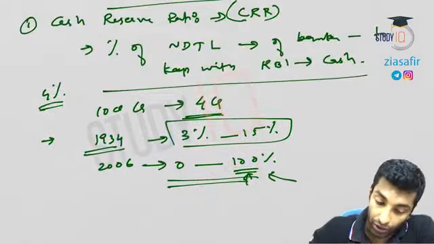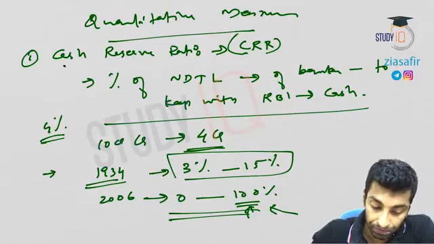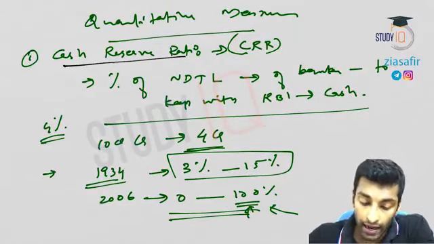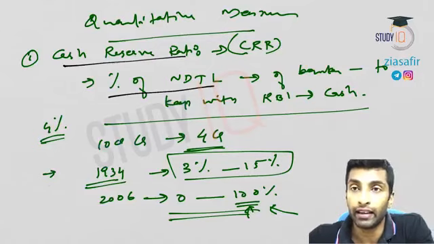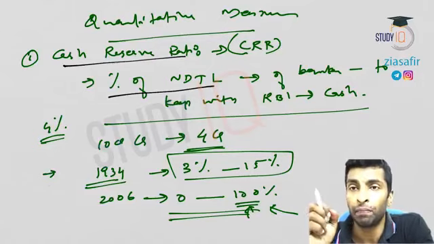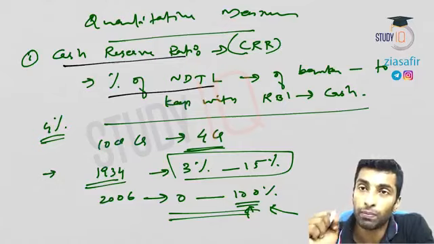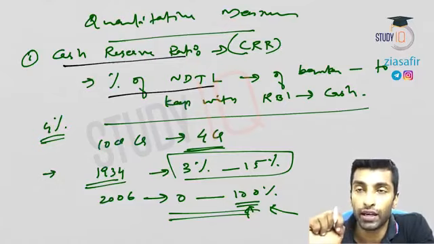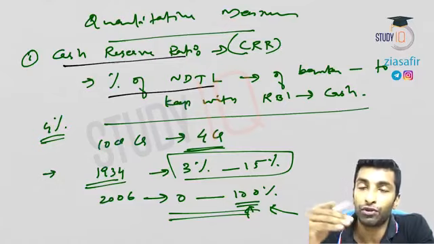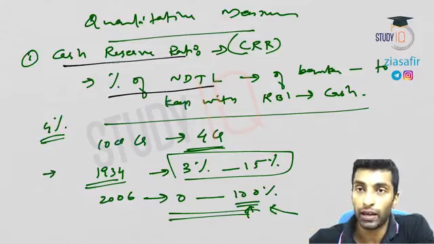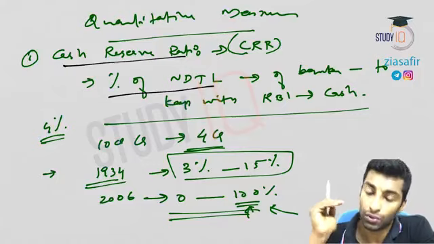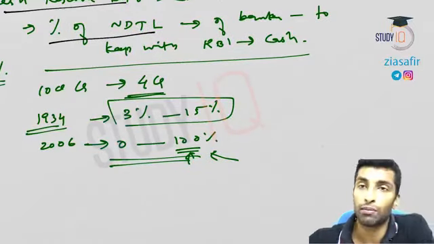So in the last session we talked about cash reserve ratio. It is nothing but the percentage of NDTL, net demand time liability, that banks have to keep in the form of cash with RBI at any point of time. So banks have to keep a certain amount with RBI at any point of time, and that is what CRR is. So how can CRR be used as a monetary policy measure to control money supply?